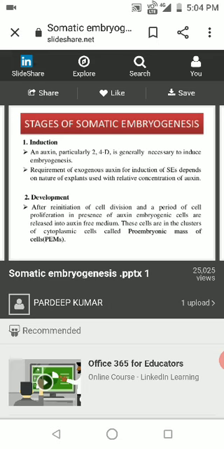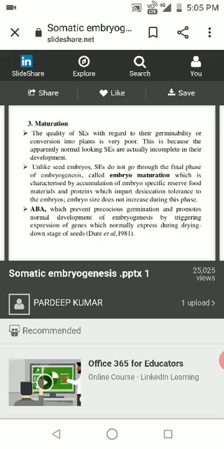Now development. After reinitiation of cell division and a period of cell proliferation in the presence of auxin, embryogenic cells are released into auxin-free medium. So the next step is to transfer these cells into auxin-free medium. Mostly the composition of the medium may be the same, but there is only removal of auxin. These cells are in clusters of cytoplasmic cells called proembryonic mass of cells. So in the case of development, those cells which are going to form somatic embryos are known as proembryonic mass of cells, that is PEMs. Then the next stage is maturation.